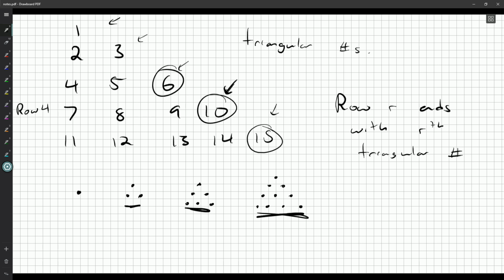Even if I noticed this, how is this going to help me? Sure, row R ends with the rth triangular number. So what? How does that help me find where 2000 is? What row is 2000 in? What column is 2000 in?